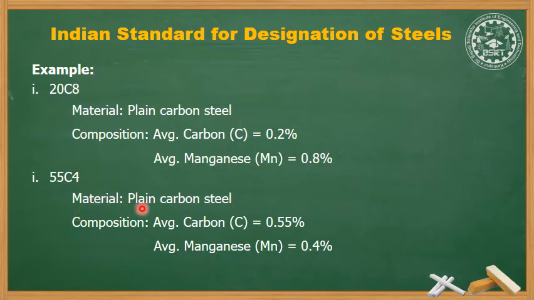So the material is plain carbon steel and the composition will be, again X stands for 100 times the average percentage of carbon. So you have to divide this 55 by 100, and you will get 0.55. So in the composition, the average carbon percentage will be 0.55, and for this 8 you have to divide by 10, so you will get 0.8, that is nothing but average manganese equal to 0.8%. Okay, so this is the designation for plain carbon steels with the example.